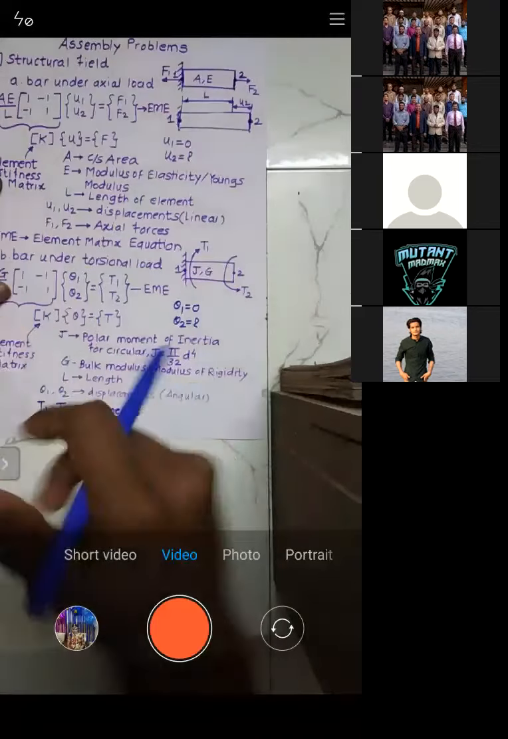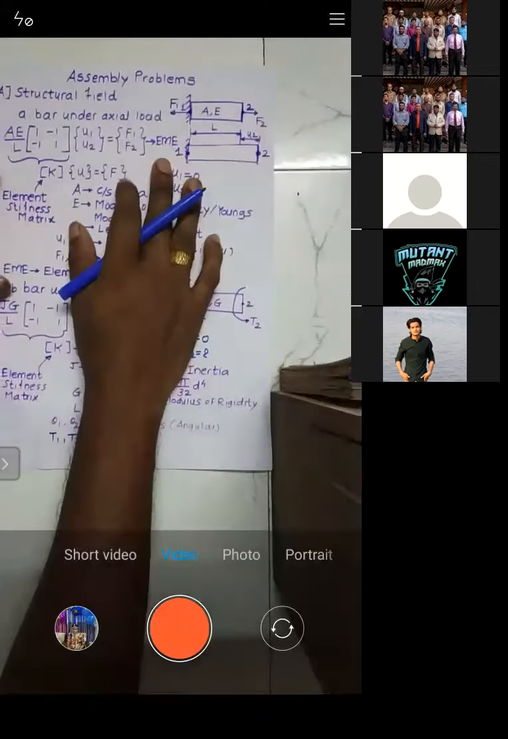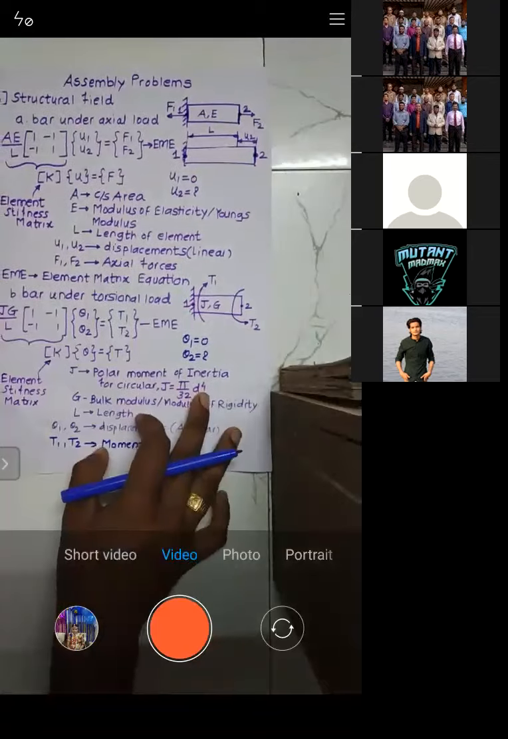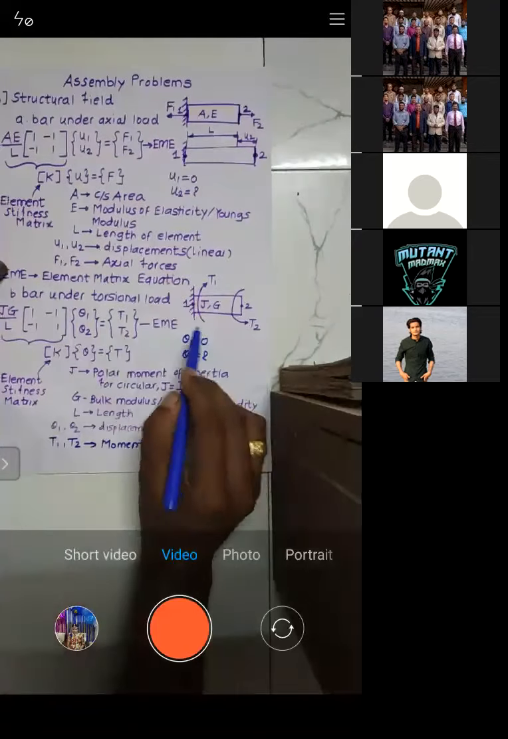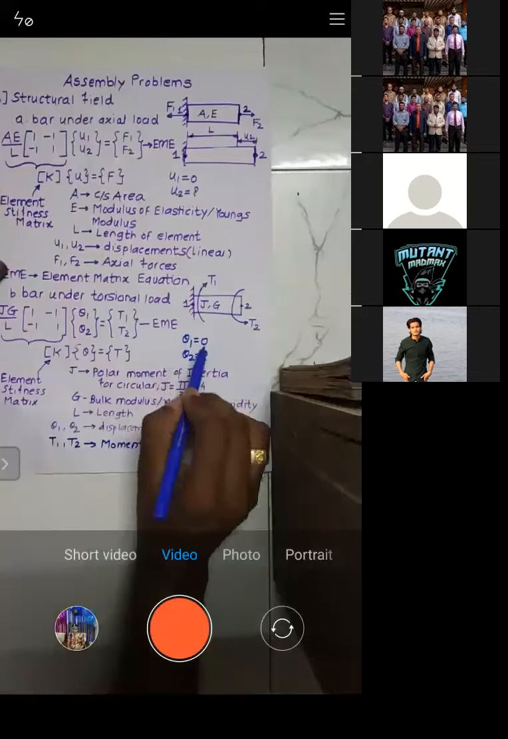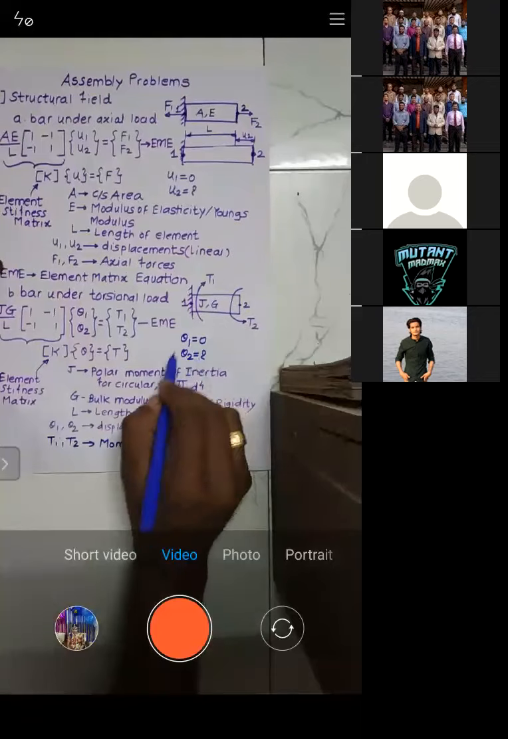Because it's angular, I'm not able to show it using the diagram in the front side, so that's why I'm just writing the values. That is, displacement at node 1 is 0 because it is fixed, and we are interested to calculate what is the displacement at point number 2. That we are interested in, right?